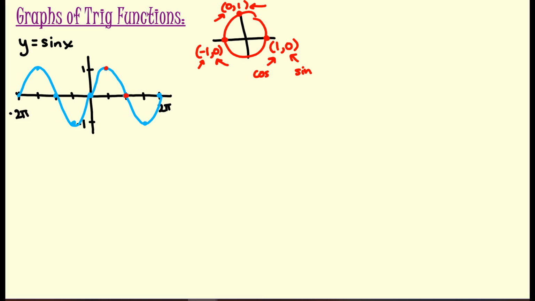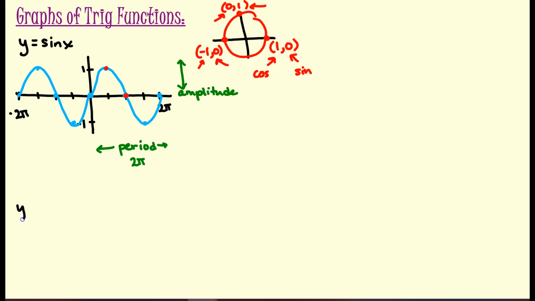Remember that we use the word period to stand for the width of one cycle. So for the sine graph, the width of one cycle is 2 pi. We also use the word amplitude to stand for the distance from the middle to the top, which is also half the distance from the bottom to the top, so the amplitude is 1. Unless, of course, you have some kind of transformation. In that case, that's going to possibly change the amplitude or change the period or both.